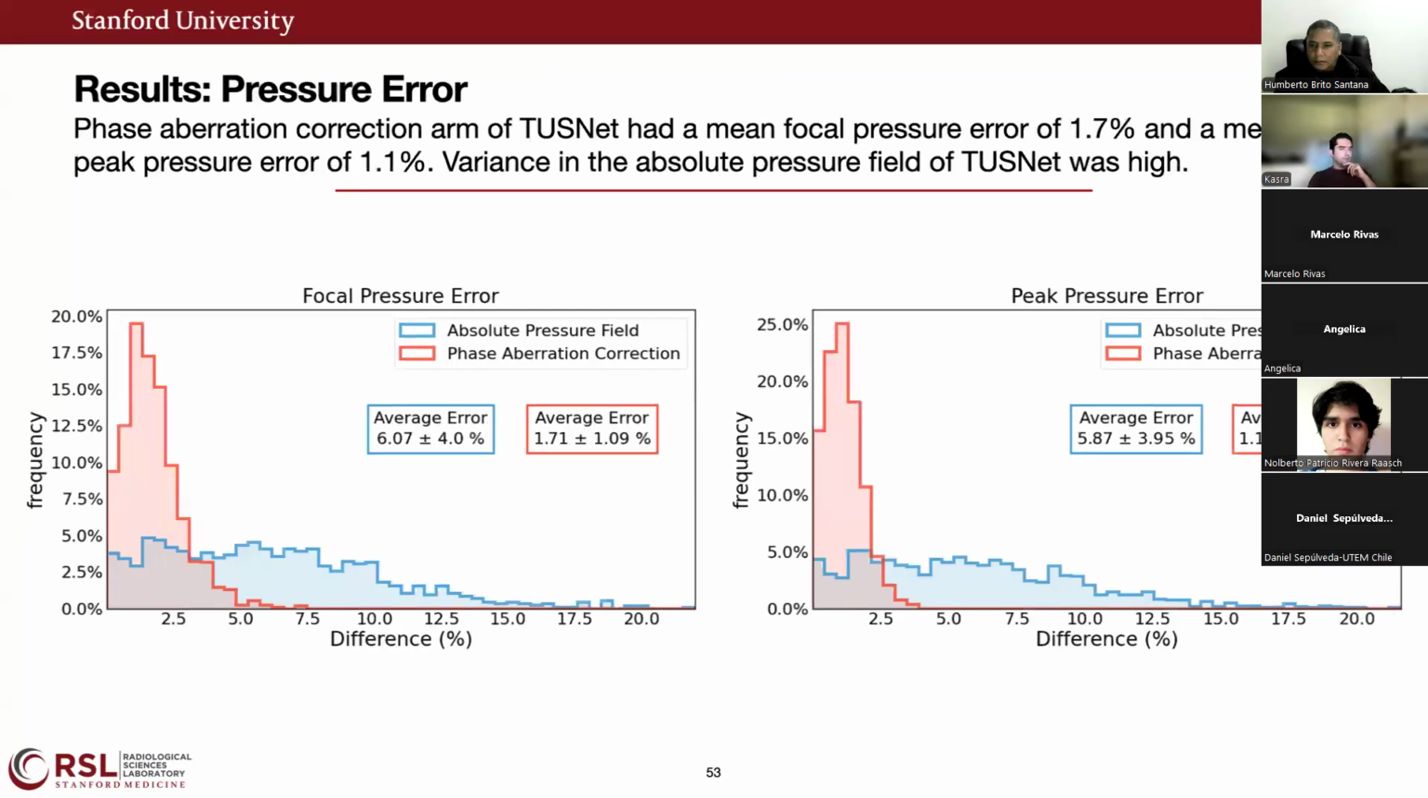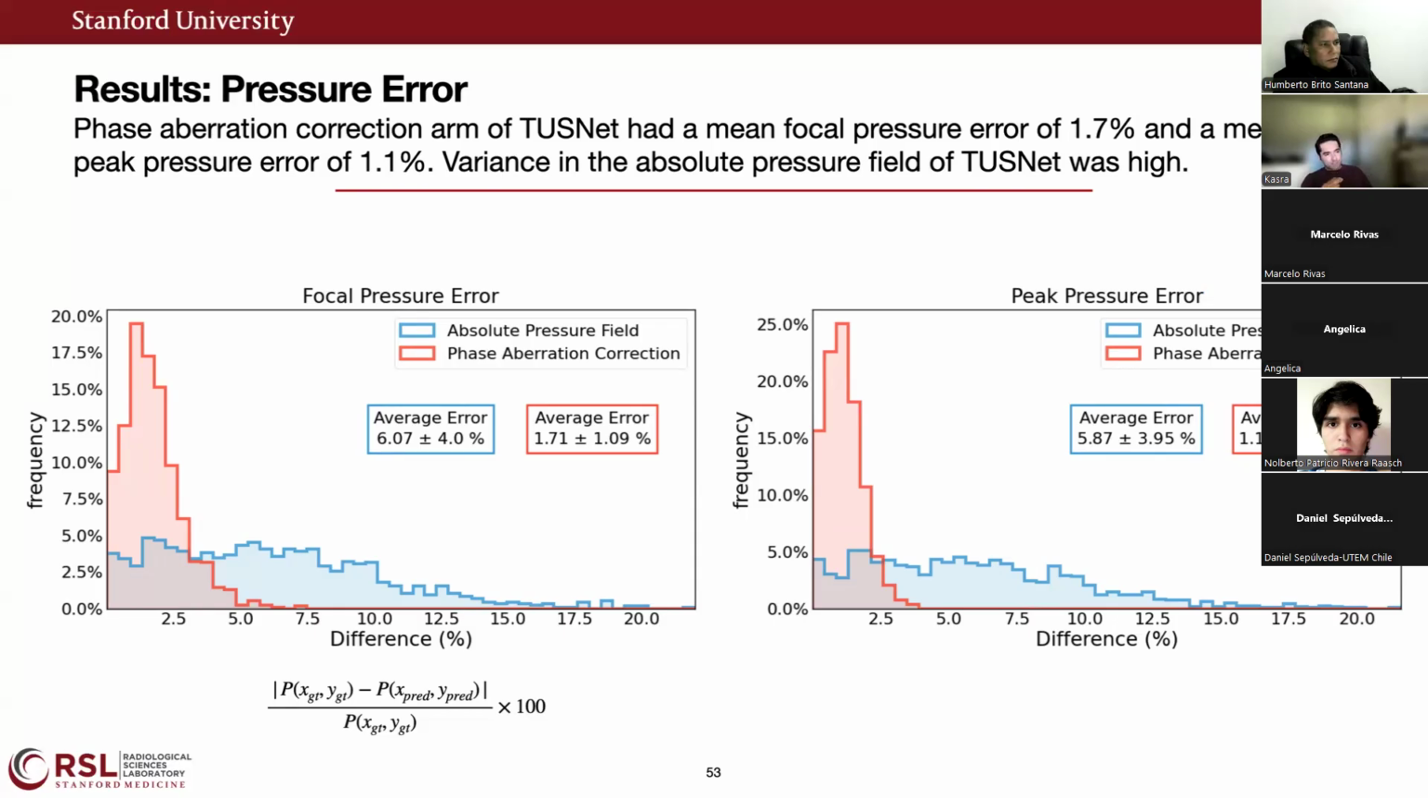Next thing was pressure error. And there are two things we have to consider. One is the focal pressure error. Simply as the name suggests, we want to see how off we are in terms of estimating the pressure at the focus. And it's, again, pretty good. Average error for, let's say, the phase aberration correction is only 1.7%.